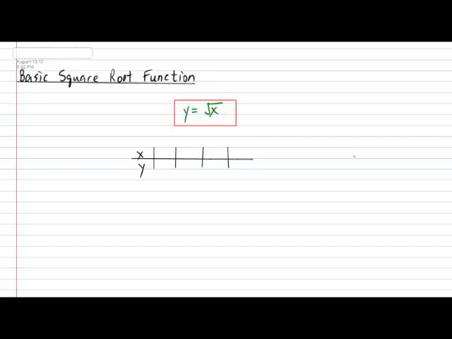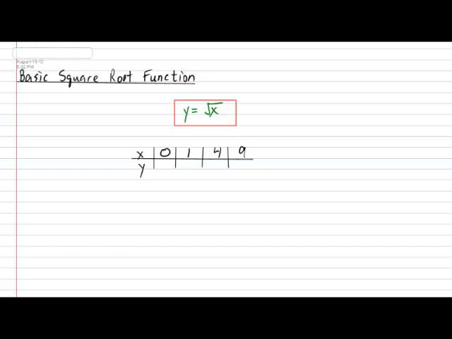Alright, so let's see what kind of coordinates we obtain for some random values of x. Now, to make our life easier, we're going to pick some perfect square numbers for the x values so that we don't go too much into the decimals. So I'm going to start at 0. The next perfect square is 1. After that would be 4. After that is 9. And I think that's as far as we need to go.